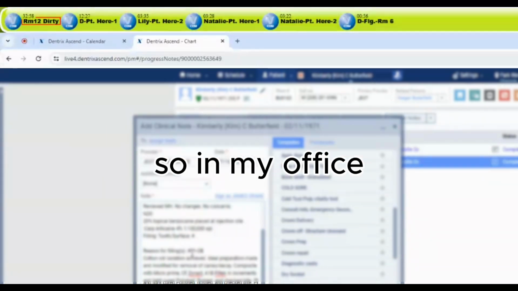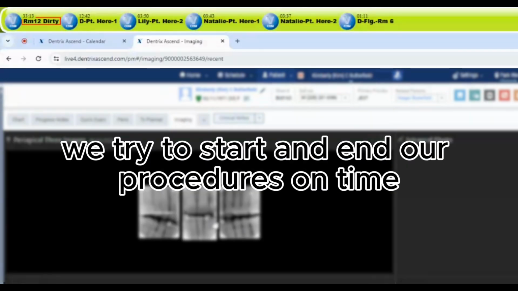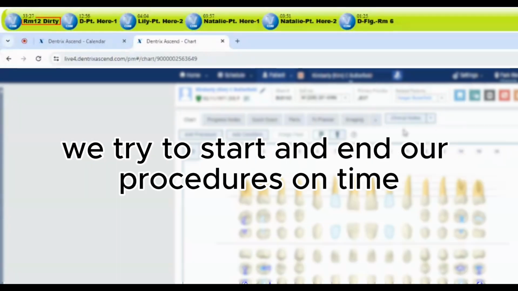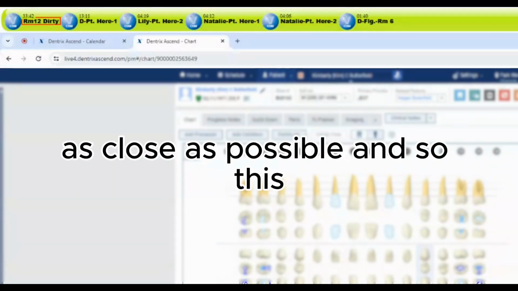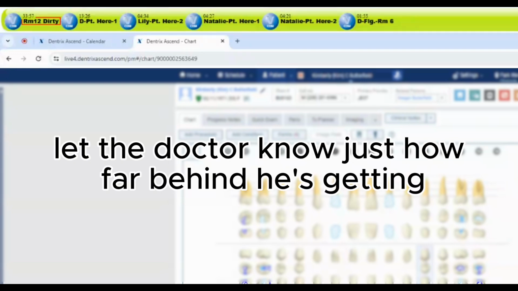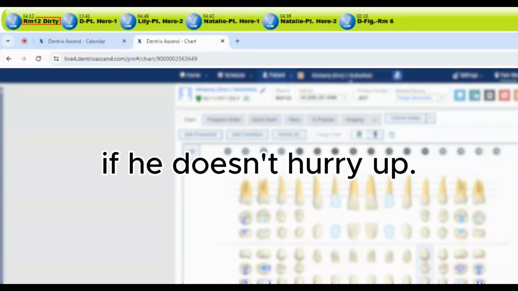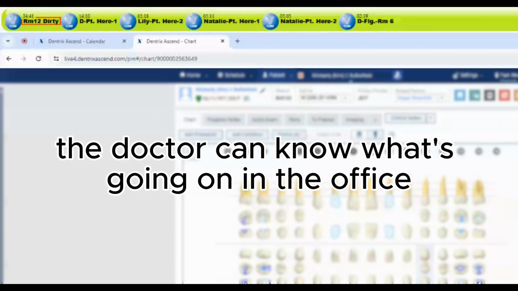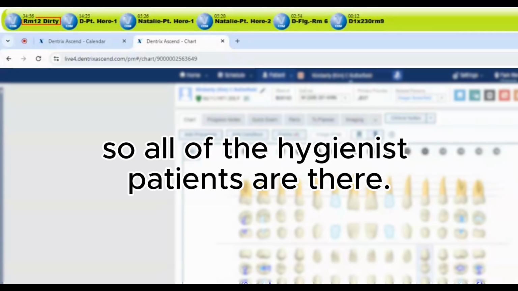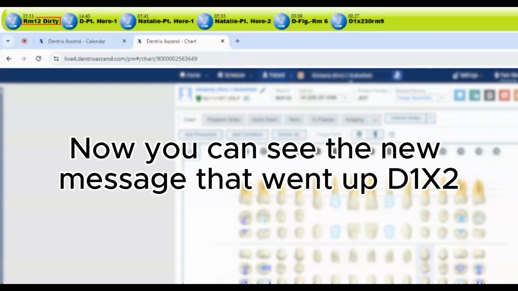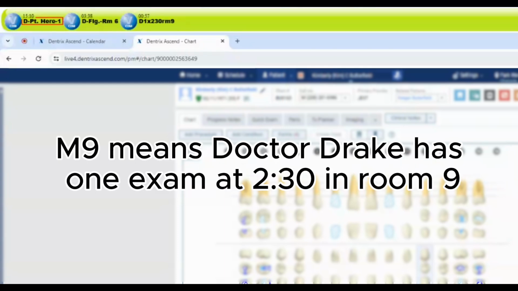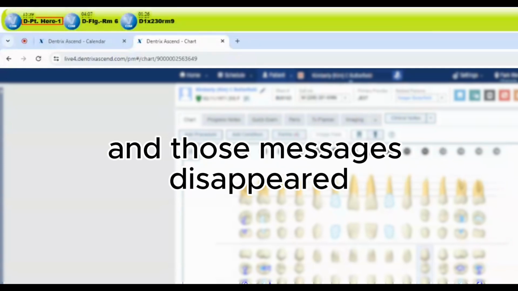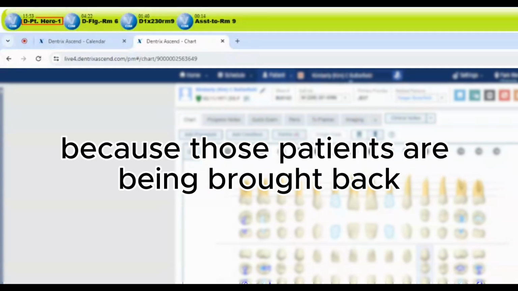In my office, we try to start and end our procedures on time as close as possible, and so this helps us let the doctor know just how far behind he's getting if he doesn't hurry up. So this way the doctor can know what's going on in the office. All of the hygienist patients are there. Now you can see the new message that went up, D1X23RM9, which means Dr. Drake has one exam at 2:30 in room 9, and those messages disappeared because those patients are being brought back.